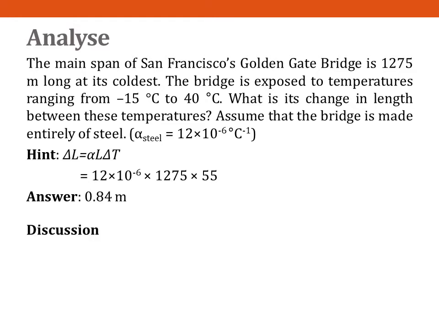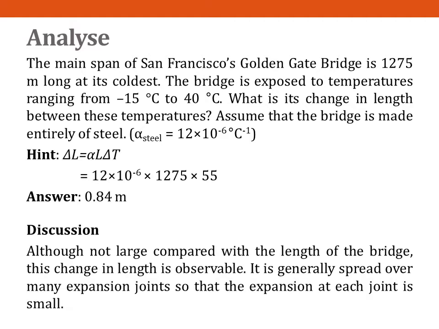This seems quite insignificant, but it is really quite large when compared to the actual length of the bridge. And since this 0.84 meter is spread over several expansion joints, the expansion at each joint is very small, and that is why the Golden Gate Bridge still stands strong and tall for all to see.